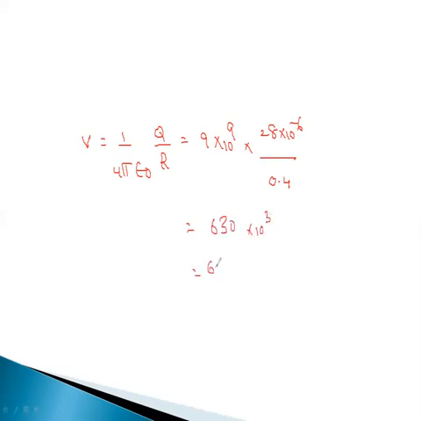Potential V is equal to, the general formula is 1 by 4 pi epsilon naught Q by R, which equals 9 into 10 power 9, and the total charge was given, 28 into 10 power minus 6, divided by the radius of the sphere, given as 0.4, since we are calculating the potential at the center. So this will be 630 into 10 cube, that is 63 into 10 power 4. 63 into 10 power 4 volt is the answer.